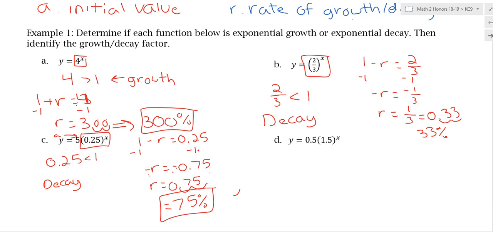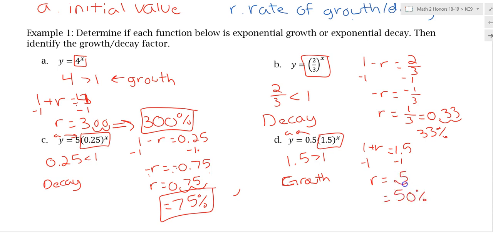Last one for this section. Again, this 0.05 in the beginning is not what's being raised to the power. That would be considered our a value. So 1.5 is greater than 1. So that's growth. 1 plus r equals 1.5. Subtract 1. r equals 0.5. 0.5 is 50% because we still have to move it twice. Or again, 0.5 times 100 is 50. So be careful with switching from decimals to your percentages.